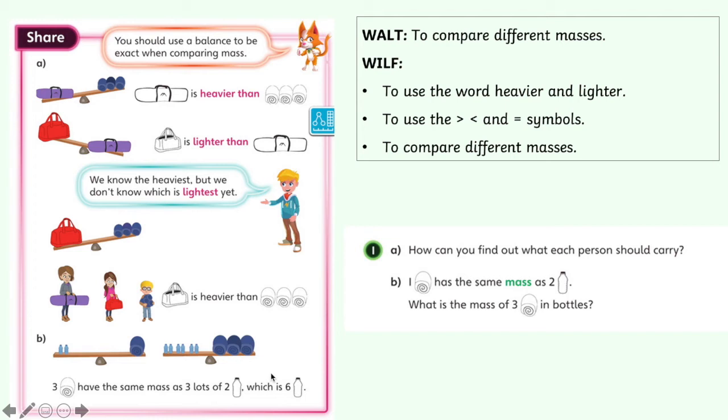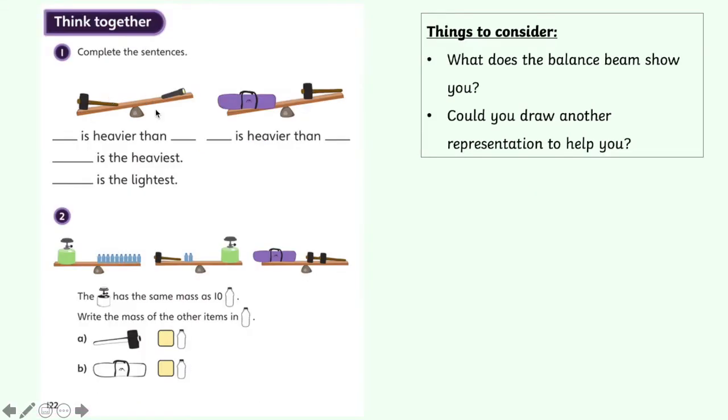The other way you could have done this would be by doing a bar model. If you know that 1 sleeping bag has 2 bottles, then you could have drawn those bars out and then worked out how many bottles you'd need for 3. Right, let's have a think together. So question 1 today says this, complete the sentences. So we've got gaps that we need to fill in, and we've got heavier than, and then we've got to find out which is the heaviest and which is the lightest.